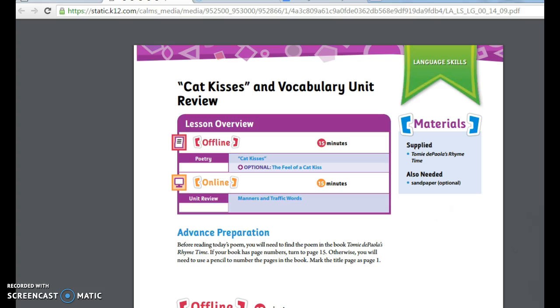All right, so learning coaches, please turn in your lesson guide to page 281. As you can see, this lesson begins with an offline activity, and we will be reading Cat Kisses.